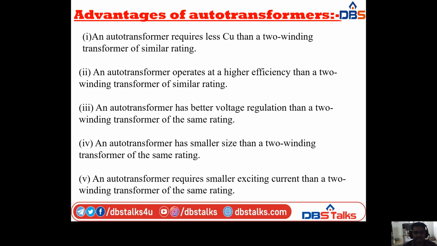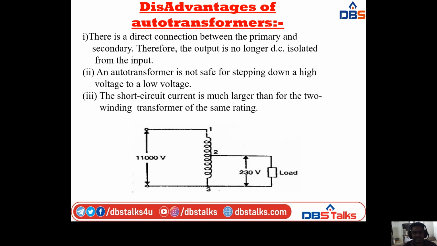And coming to the disadvantages of auto transformers. There is a direct connection between the primary and secondary, so the output is no longer DC isolated from the input. The second disadvantage is that an auto transformer is not safe for stepping down a high voltage to a low voltage, and the short circuit current is much larger than for a two-winding transformer of the same rating. So these are the disadvantages of auto transformers.